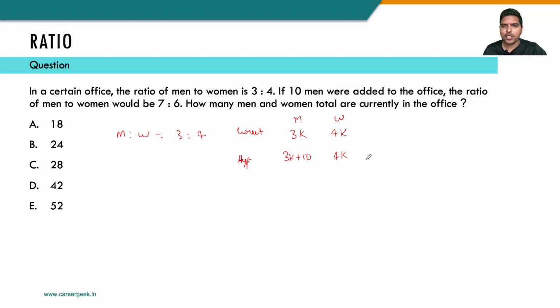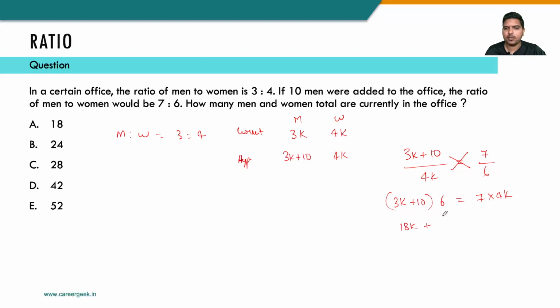So they have given a condition to find the value of k. They're saying if 10 men were added, this ratio would become 7/6. Here we need not assume values because it is given to find the value of k. Now we can cross multiply and find the value of k. So 3k into 6, 10 into 6, 7 into 4k.